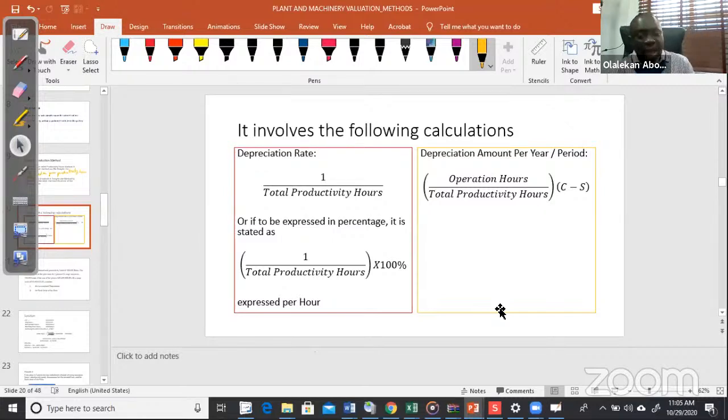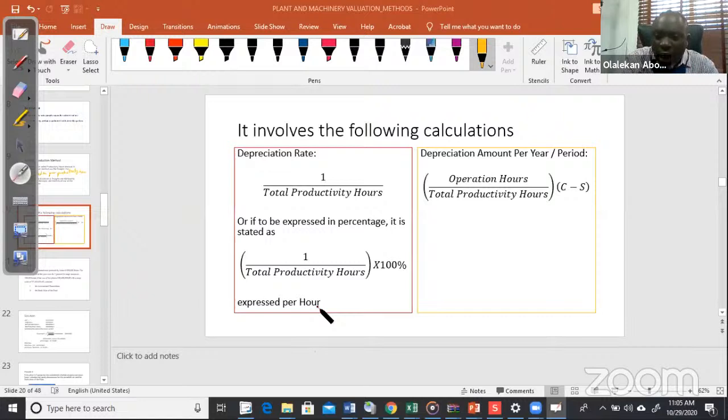In the case of the straight line method, we said we have our rate, the annual depreciation rate. This one will now be what? Hourly depreciation rate. Depreciation per hours of production. Depreciation per hours of production. Okay, that's why I said expressed per hour. Depreciation per hours of production. So please let us note that.